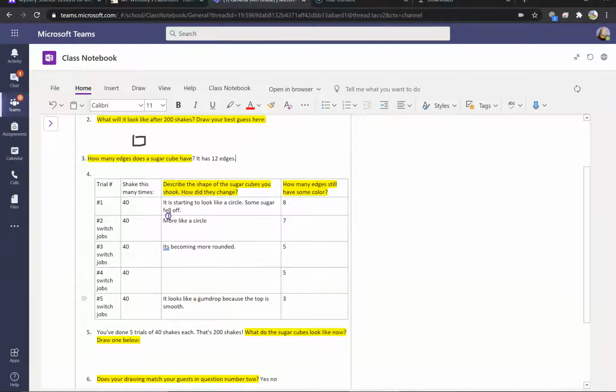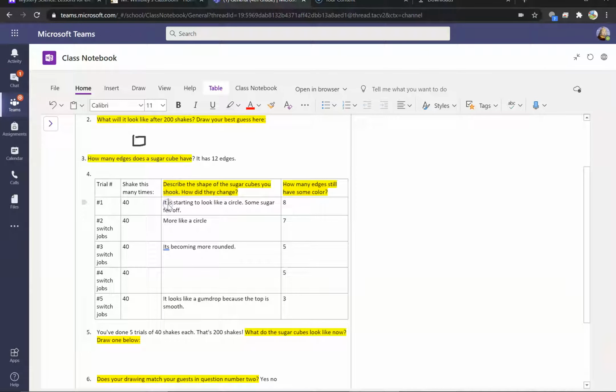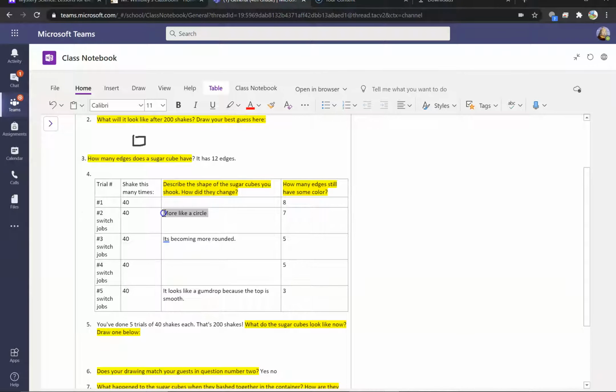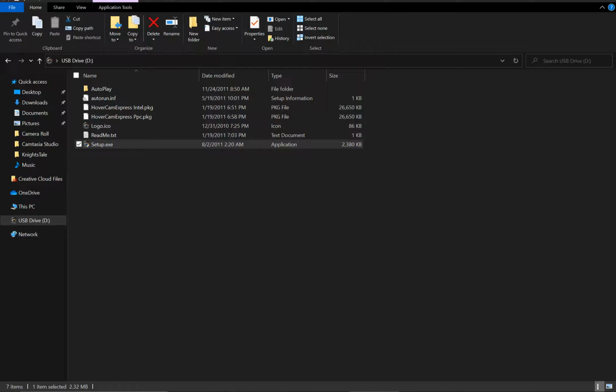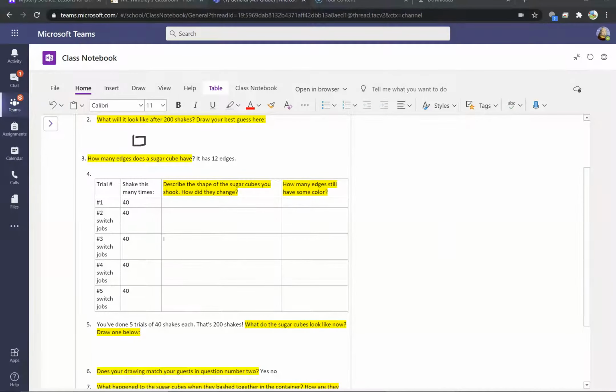This was actually from this morning's group, so I'm going to delete them. And you could probably see right now what our answers are going to be like. Alright, so now we're going to put our cubes in, and we're going to do 40 shakes. Let me close out of this one, and close out of this one, and now we're good to go.